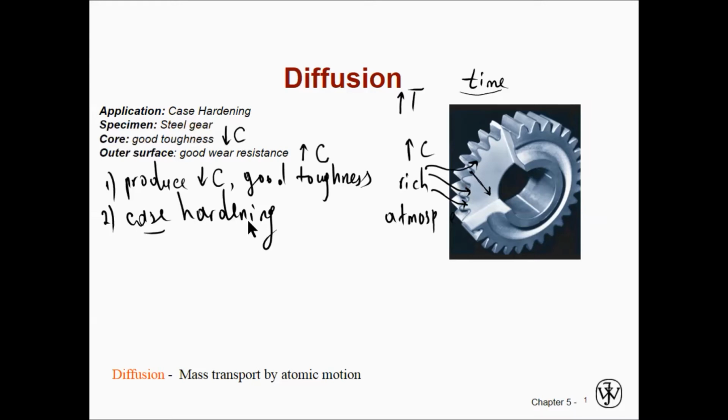So here we use diffusion in order to change material property. So diffusion is mass transport by atomic motion. So here we transported carbon by atomic motion into steel. That is diffusion.